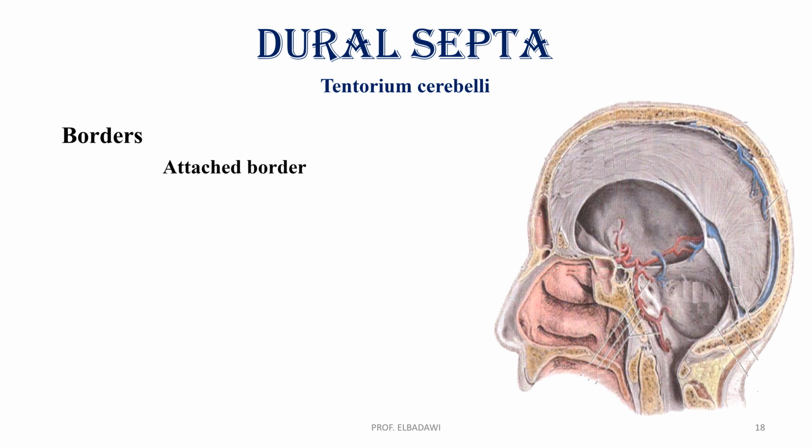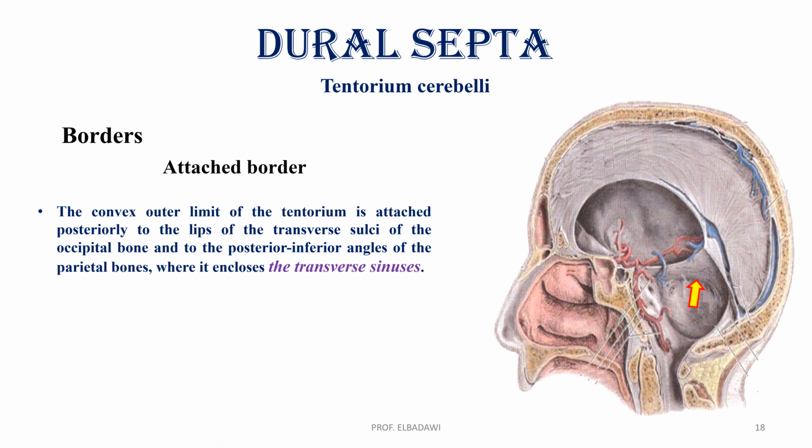The attached border, or you can call it the posterior border, that is the one here, it's convex and is attached posteriorly to the lips of the transverse sulcus of the occipital bone and to the posterior inferior angles of the parietal bones, between the occipital and the parietal bones. And there is the transverse sinus.